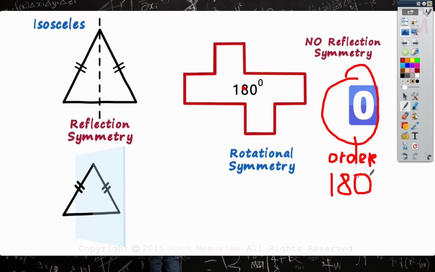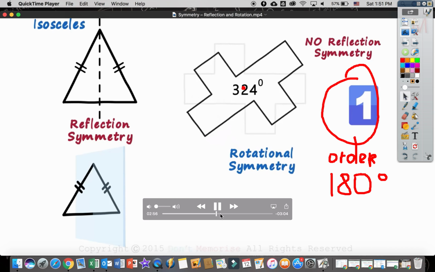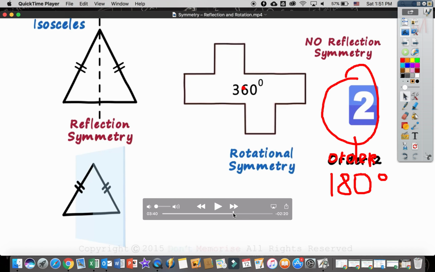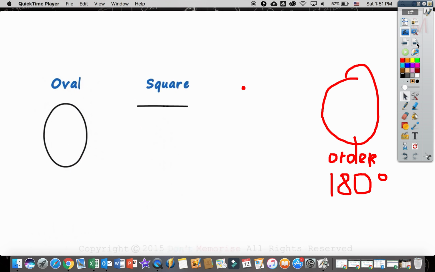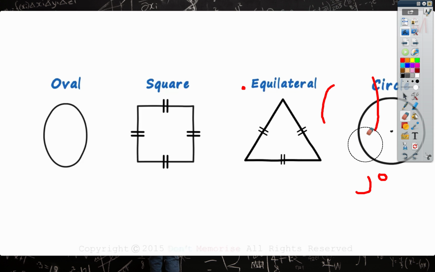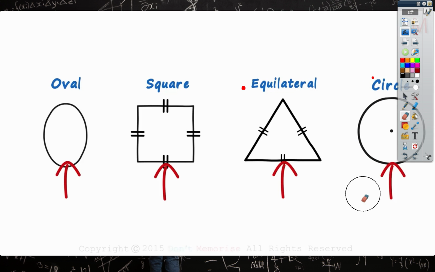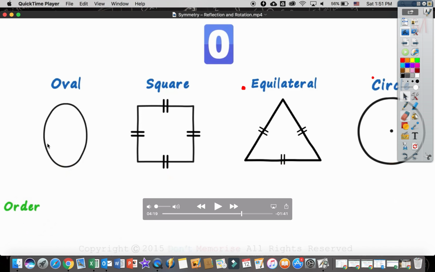Okay, that's it. Let's continue with the other examples. Okay, here we have four shapes: oval, square, equilateral triangle, and circle.